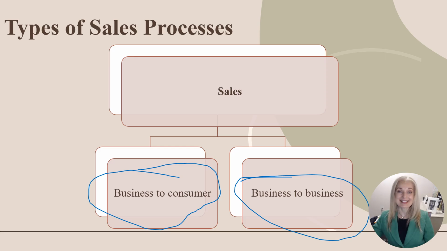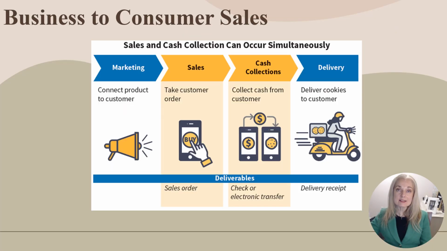manufacturing process. Let's look in more detail on the business to customer sales process. Remember that when you're selling to customers, your sales and cash collection can occur simultaneously. For example, if you're at a grocery store and you pay for your groceries in cash, you are receiving your payment right away. So let's talk about all the various aspects of this process.